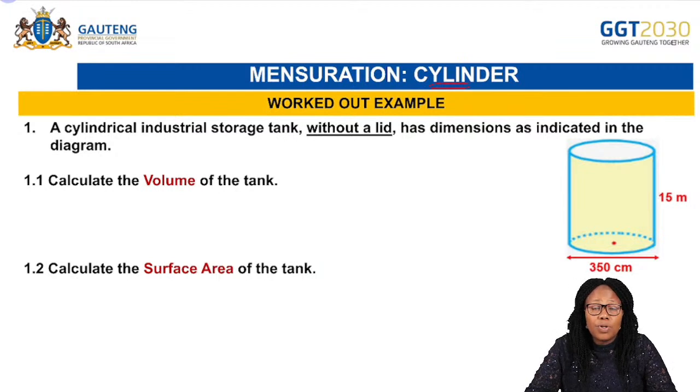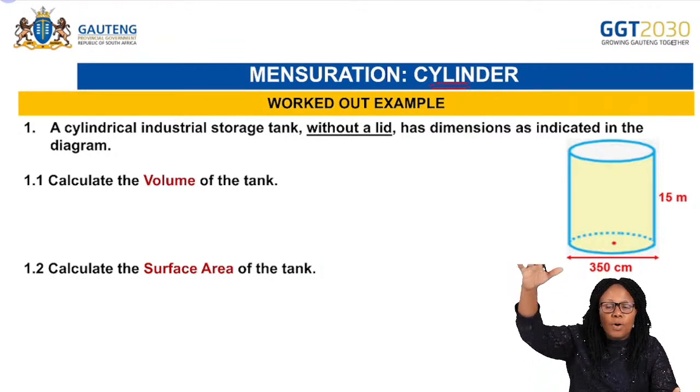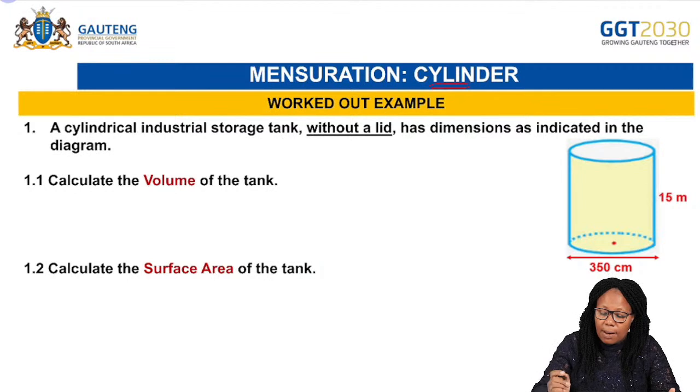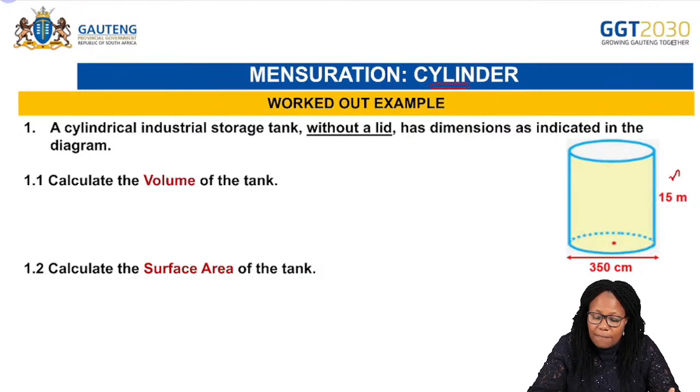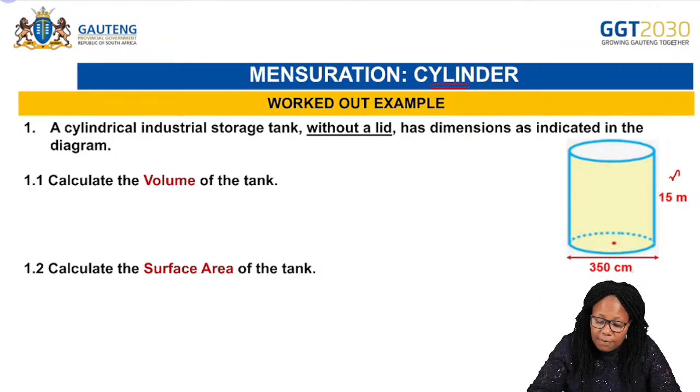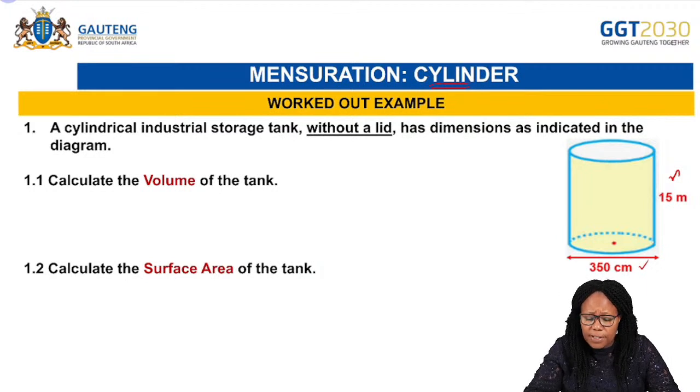A cylinder, remember, we talked about a can of Coke, a tank, a glass of water, and so forth. The first example, we are looking at the cylindrical industrial storage tank, those big tanks that we find in industries. And then this container is without a lid, it's open. That means it is an open container on top. And it has dimensions as indicated on the diagram. Our dimension is 15 meters. It's a very big container, which is 15 meters, the height of the container. And then it is 350 wide, 50 centimeters.